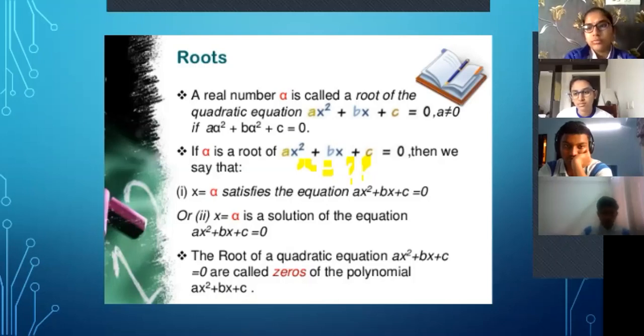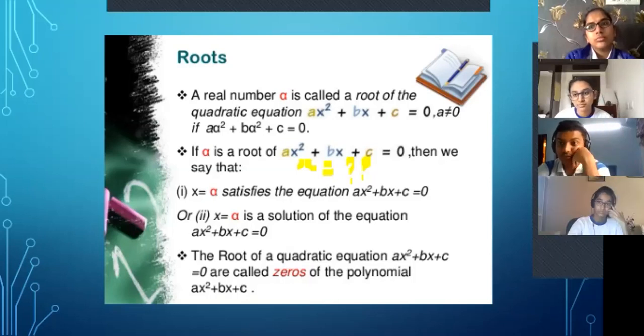Gautam, what are the values of x known as when we solve a quadratic equation? I don't know. I think x. Zeros. They are known as zeros. What are you answering? They are known as zero. What else?